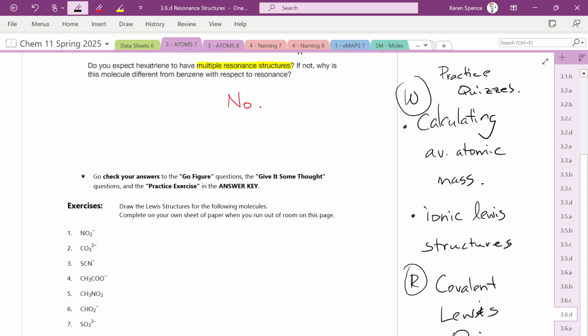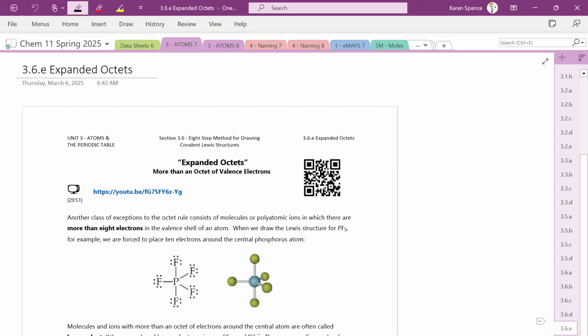Okay. All right, so we've got calculating average atomic mass, we've got the covalent Lewis quiz, and so on. Now we're going to move on and learn the last thing, which is expanded octets.